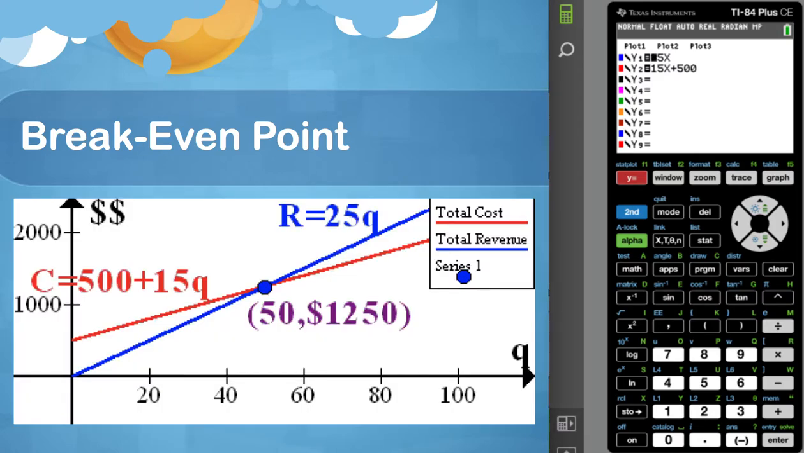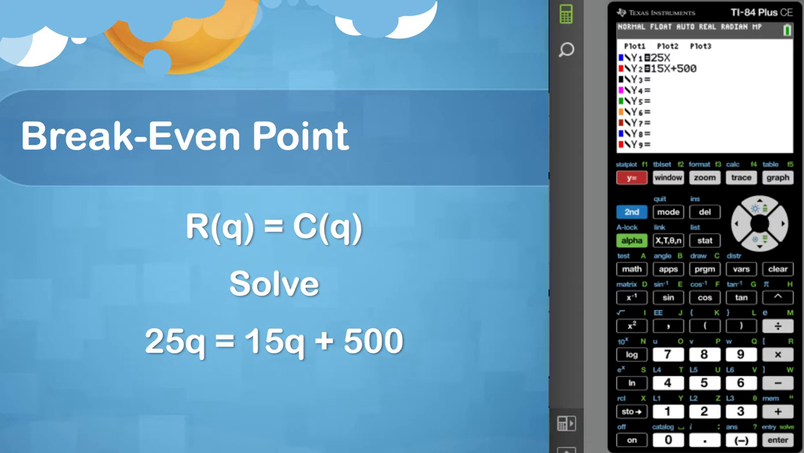Here we have a graph of it, but what I want to do is use the calculator to achieve this. First I'll press the Y equal key, and we'll notice I've set Y1 equal to the revenue function, 25x. I set Y2 equal to the cost function, 15x plus 500. Notice if I look at the equation I was trying to solve, I set one side equal to Y1, one side equal to Y2.